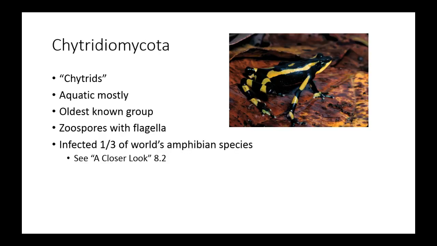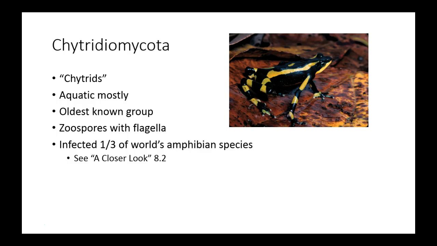The first group, the Chytridiomycota, are also known as chytrids. These are mostly aquatic, which means they are found in water, and that could be different types of water. This is the oldest known group as far as evolution goes. One of the big factors here is that their zoospores have flagella. Because they're in water, flagella help them move around and help those spores get disseminated, because the goal is to spread those spores to keep the species going.